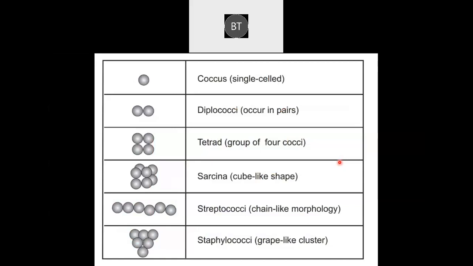Again, the cocci bacteria can be classified as single-celled, diplococci, which occur in pairs, tetrad, which are groups of four, sarcina, which are cube-like in shape, streptococci, which have a chain-like morphology, and staphylococcus, which are grape-like clusters.